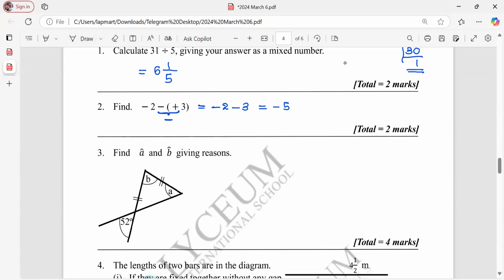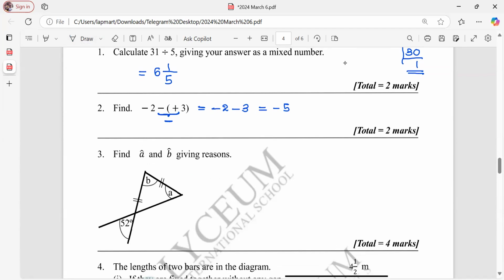So then the next one, you want to find the A and B. Now, you can see here, when the two lines are crossing each other, this angle is equal to this angle. What is that rule? We can write here the vertically opposite angle. This also will be 452. The reason we write is vertically opposite angles, right?